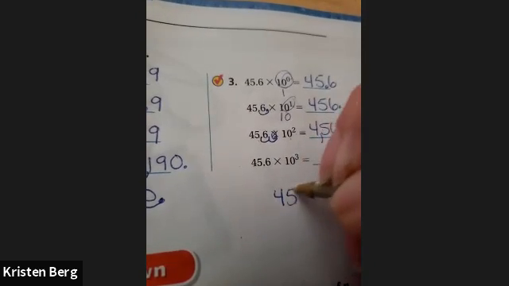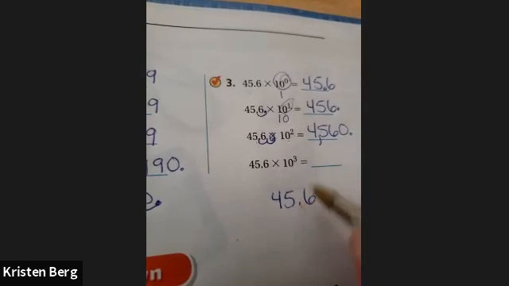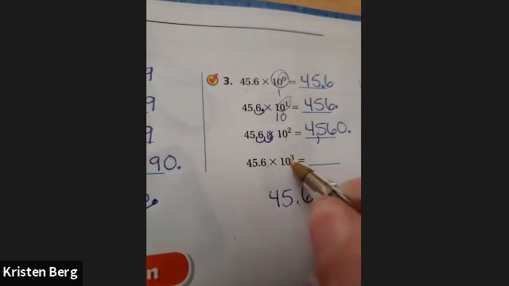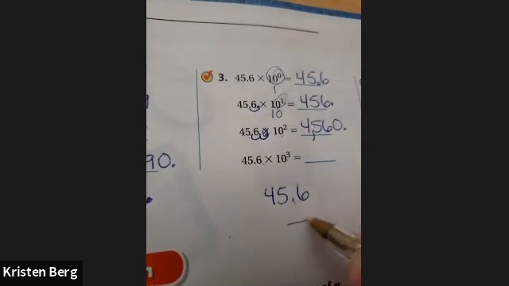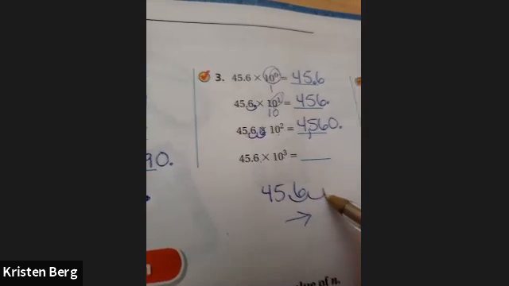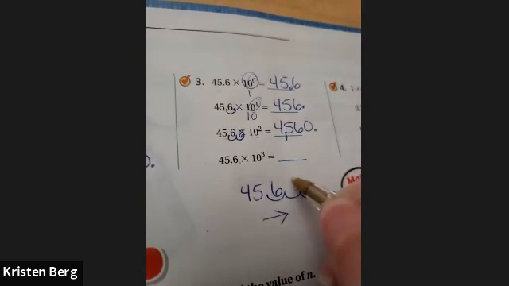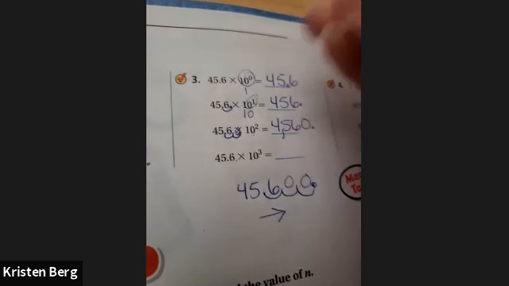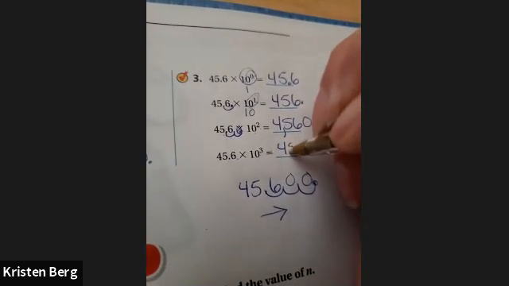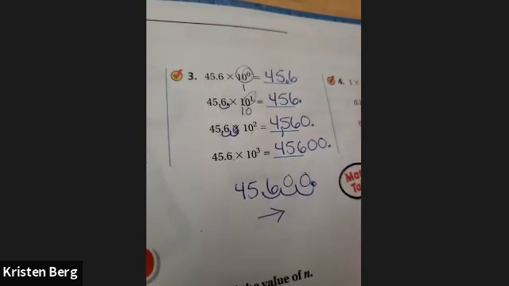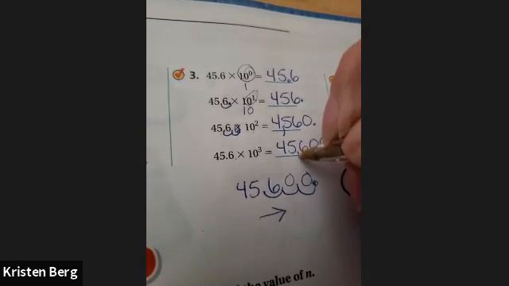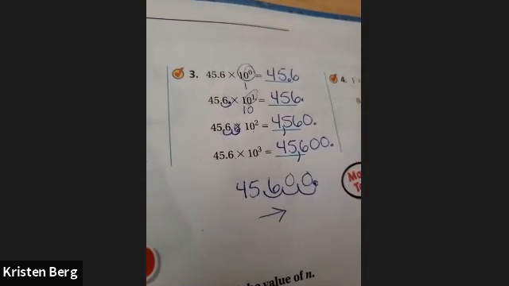All right, and then this one, I'm just going to rewrite this number. Here's my number. It is telling me I'm going to go bigger by 3 places. So remember, to go bigger, I need to go this way 3 times. So 1, 2, and 3. And now I put in placeholders. So my new number is this, and then 1, 2, 3, comma. So it'll be 45,600.